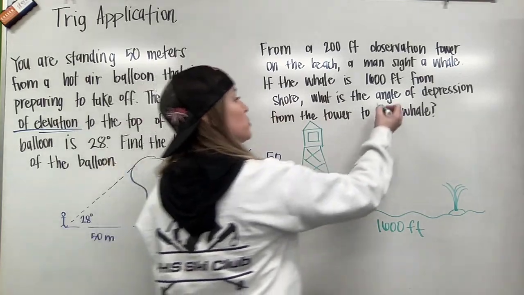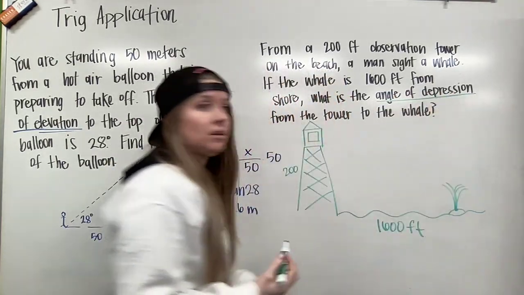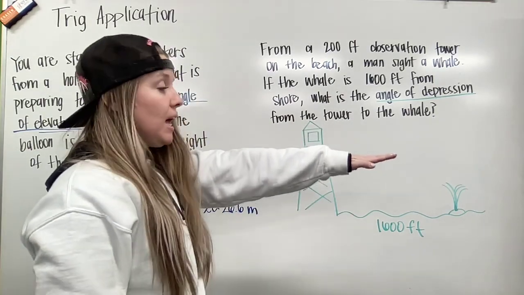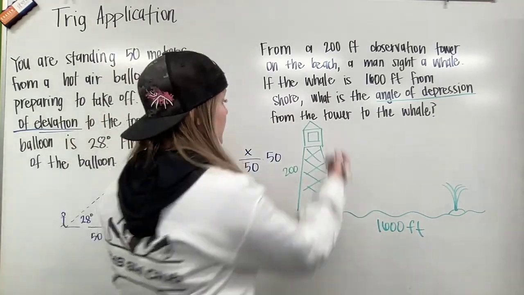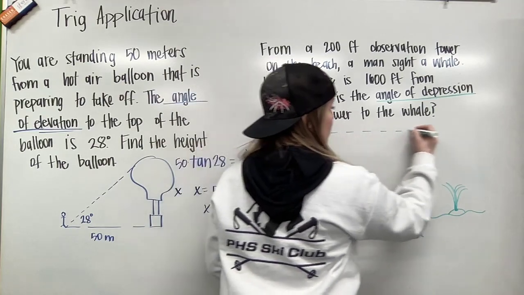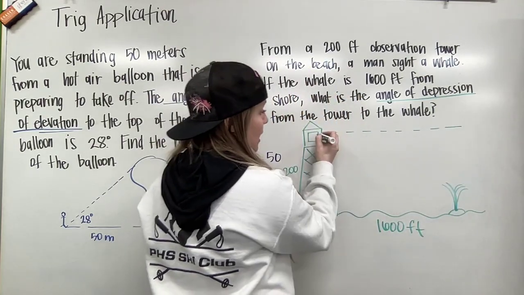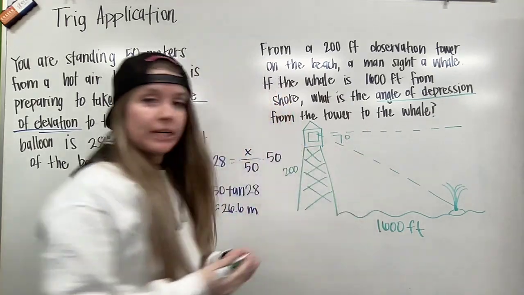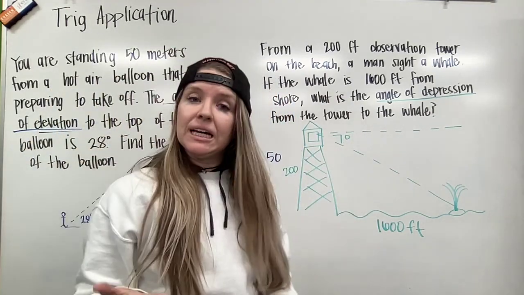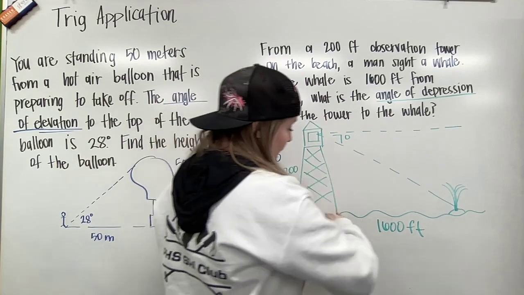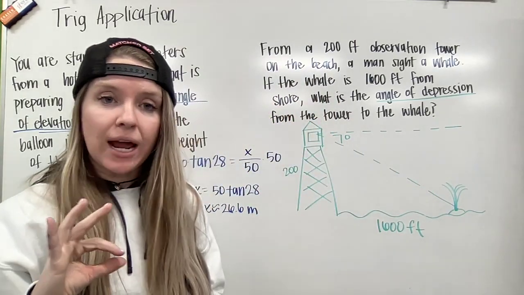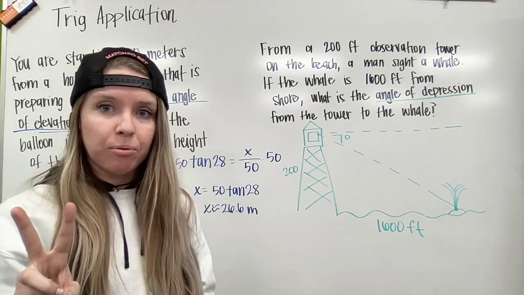and our buzzword here is angle of depression. So an angle of depression, we're going to start out at horizontal, and we're going to look down. So from my tower, here's horizontal. I look down at the whale. This is 7 degrees. The trick here is my right triangle. My 7 degrees is on the outside of that triangle. There are two ways to take care of that problem.